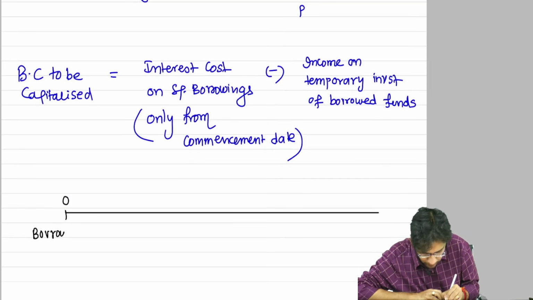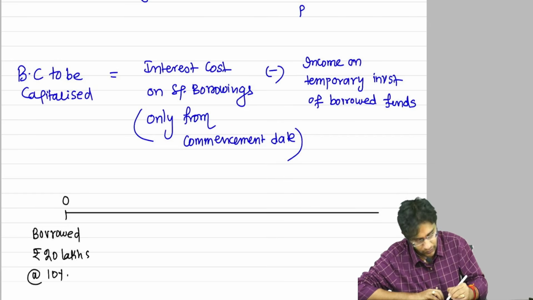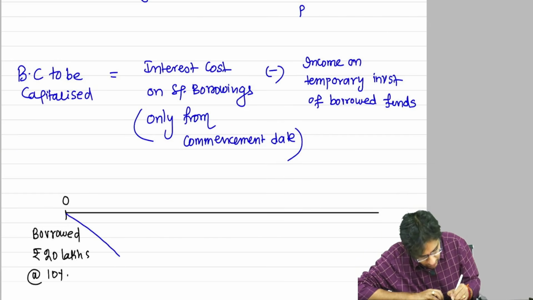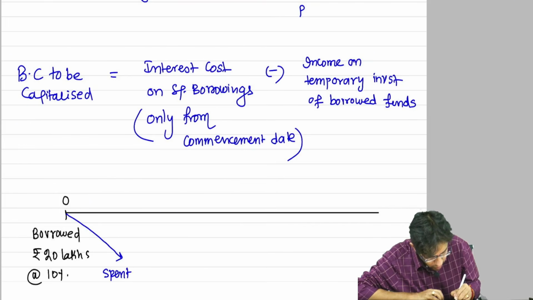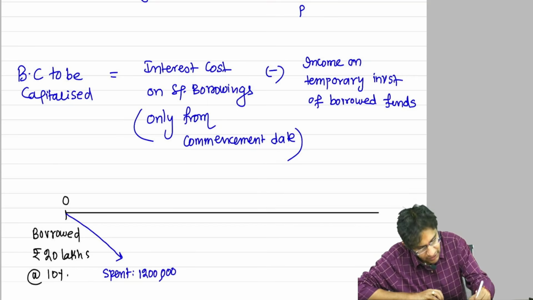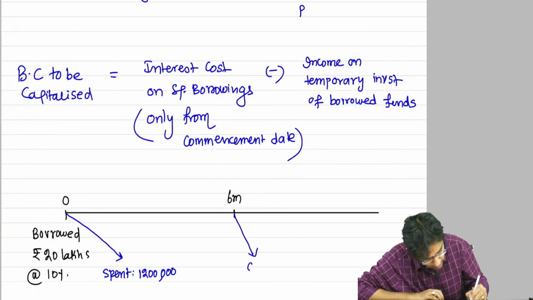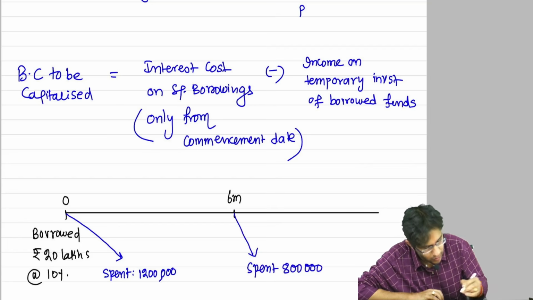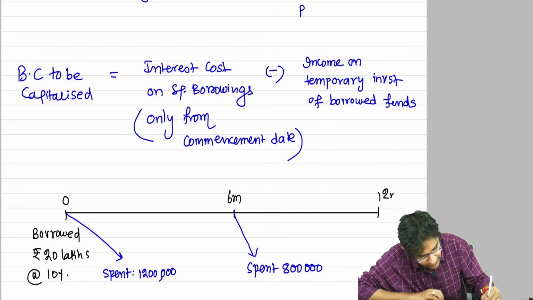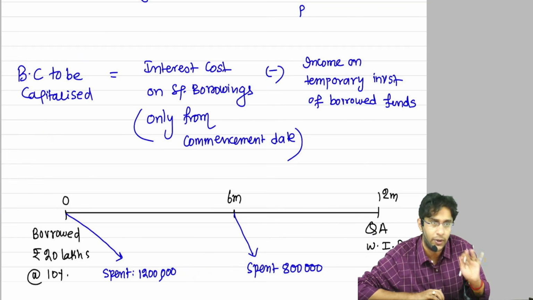You have borrowed rupees 20 lakhs at the rate of 10%. And sir, on the same day, you spent 12 lakhs. After 6 months, you spent another 8 lakhs. By the end of 12 months, the qualifying asset work is still in progress. It's not yet completed.